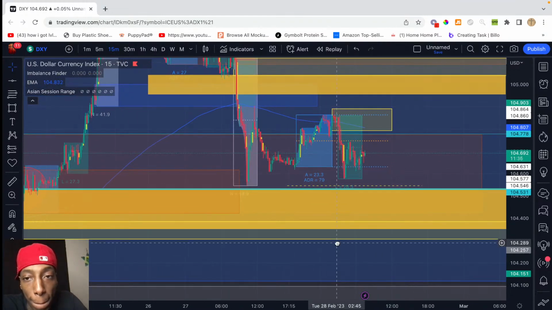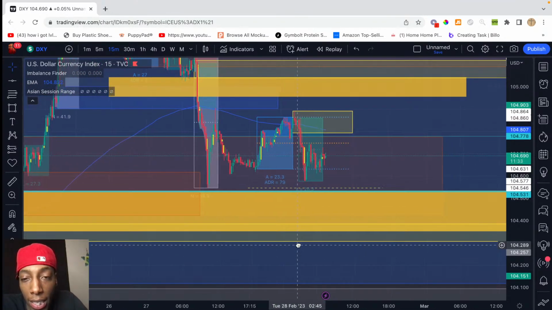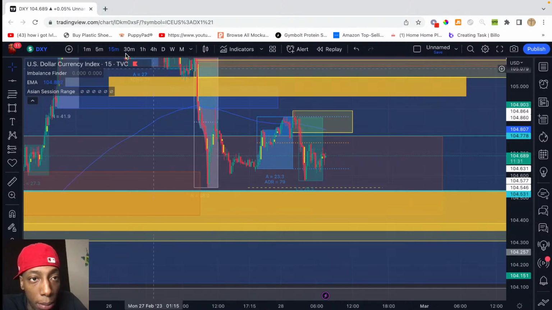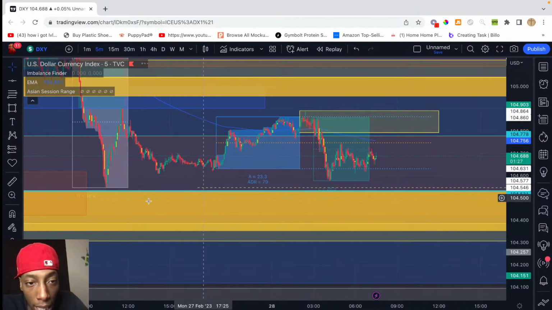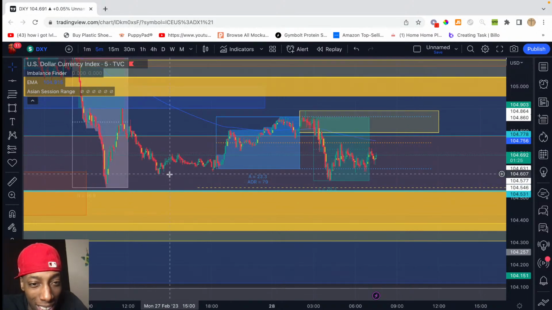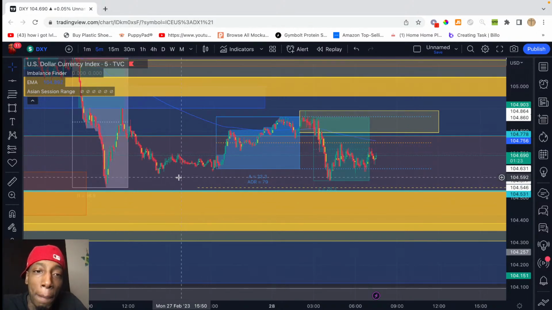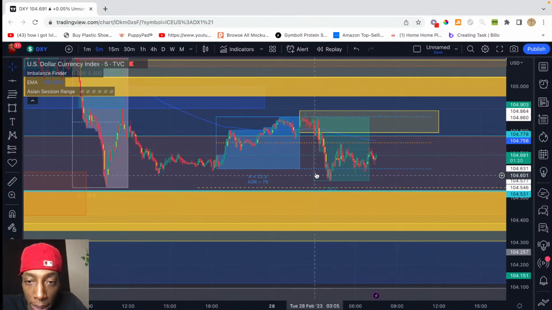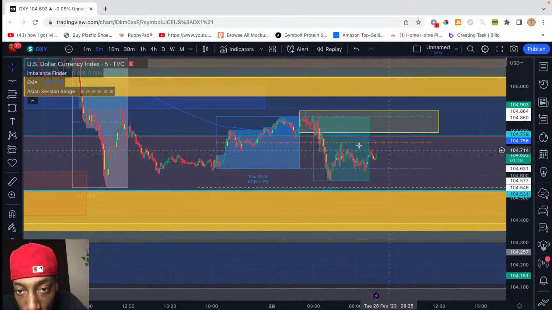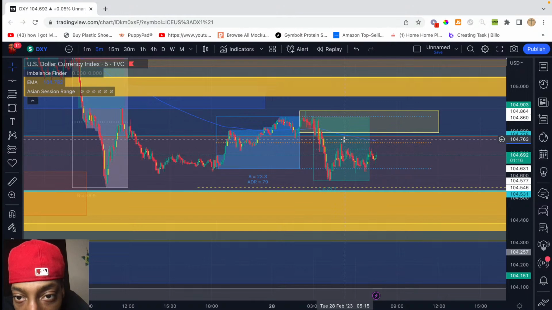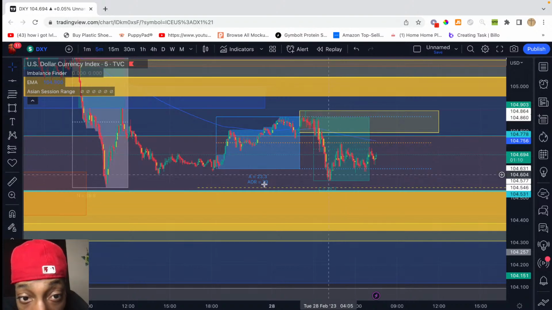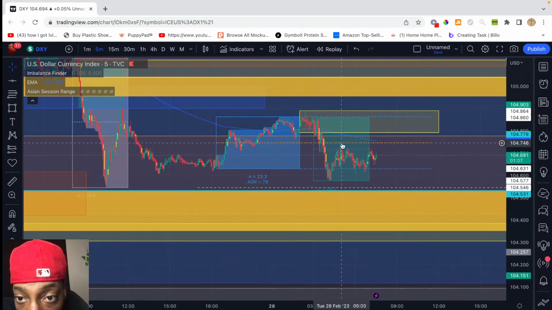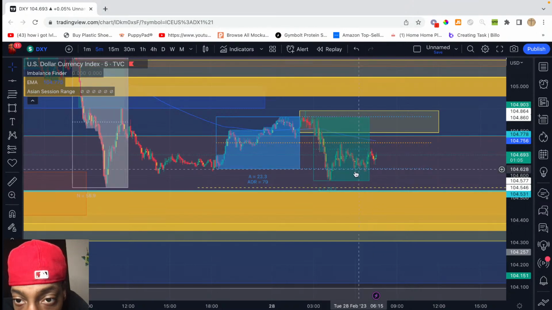So right now, I'm going to go down to the 5 minute right quick. We actually broke. This is like miniature structure. We broke miniature structure to the downside. Got a 5 minute supply. Did it tap into it? Yes. It tapped into this 5 minute supply after breaking this miniature structure. And you probably could have taken a dub off that.